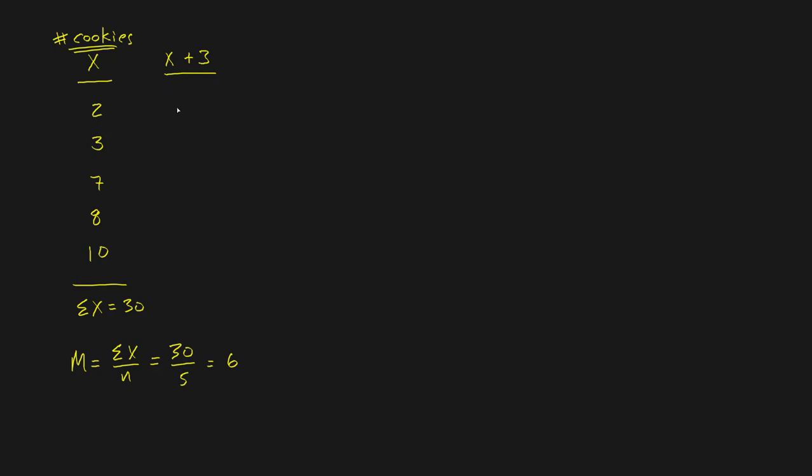So 2 plus 3, that's going to give me 5. 3 plus 3, that's going to give me 6. 7 plus 3 will give me 10, and so on. So this is my new data. This is the number of cookies, including the doggy bag. Okay, so if I wanted to know what my mean was here, the new mean after this has happened, I could sum everything up.